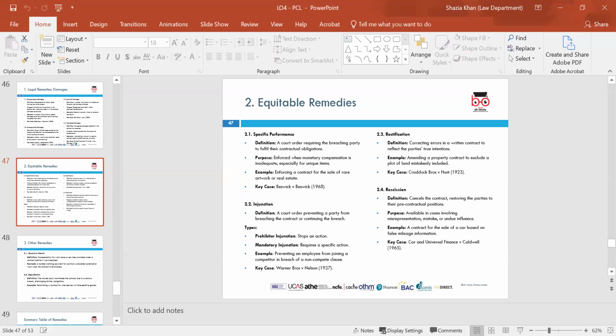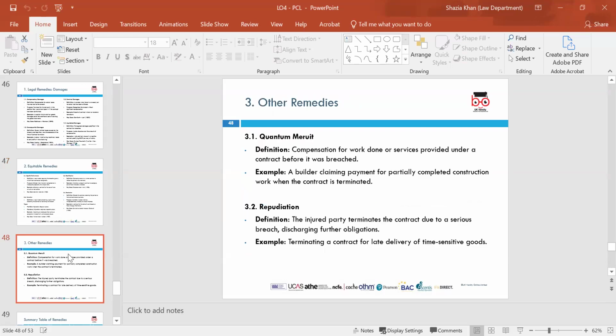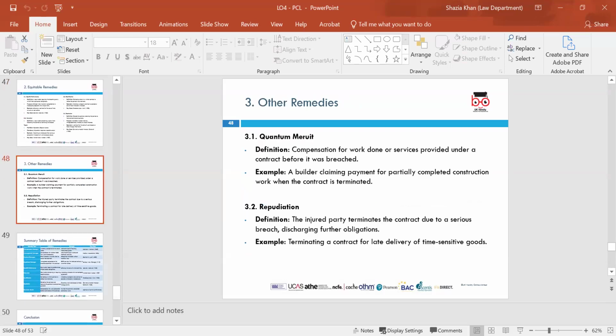Rectification, correcting errors in a written contract to reflect the parties' intention, the case of Craddock Brothers and Hunt 1923, and rescission, which cancels the contract, restoring the parties to their pre-contractual position, the case of Car and Universal Finance and Caldwell. Other remedies available, you've got quantum meruit, definition, which we looked at earlier as well, and repudiation, that's available for the injured party.